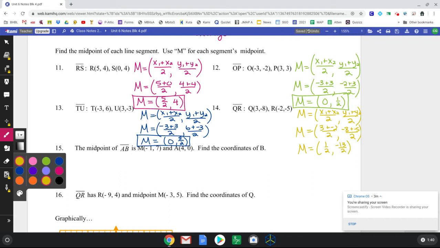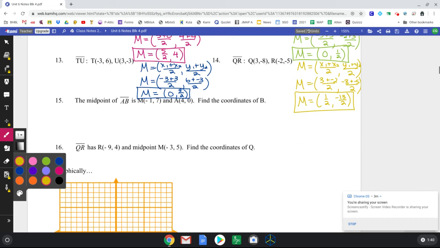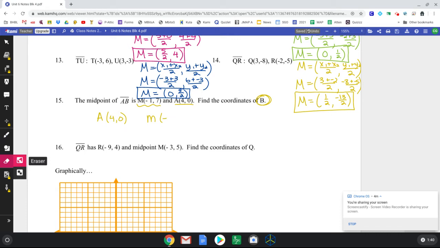Number 15 is an interesting question, and this can be solved algebraically. They give me the midpoint, they give me point A, I'm looking for the other endpoint. So there's a couple of different ways that we can do this. We can do this by thinking about equal distances between our points. So if I start at A, and I'm at 4, 0, and I translate to M, which is -1, 7, and I'm looking for what is B, what is that coordinate?